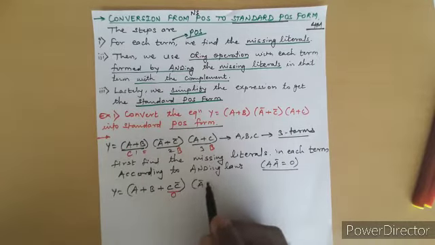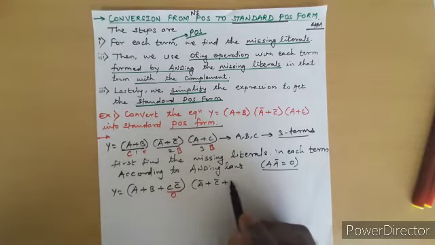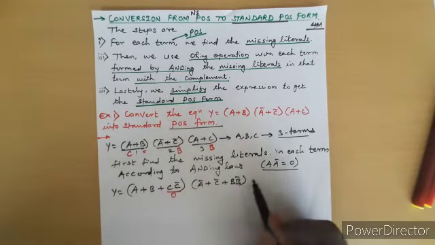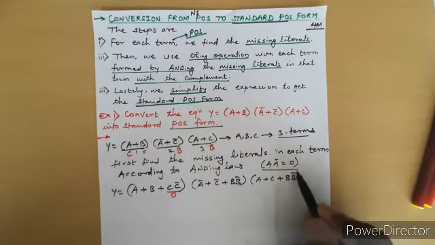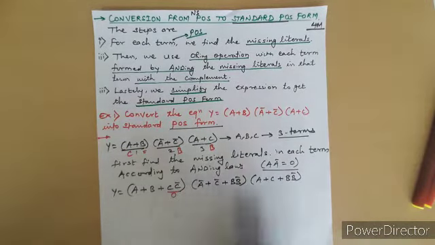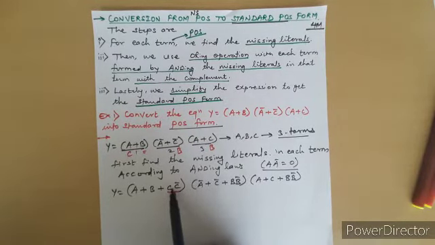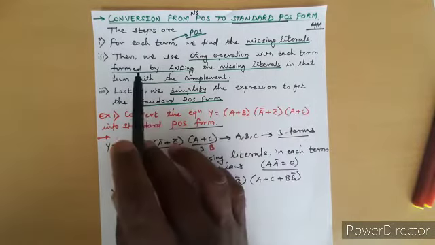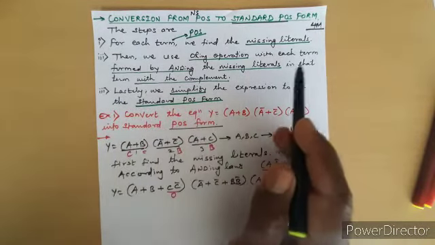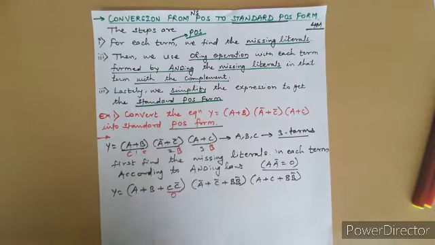Then we can have (A bar plus C bar plus B into B bar), then (A plus C plus again B into B bar). We are just taking the missing literal, ANDing the missing literal and its complement, and then ORing with the given term. We use the ORing operation with each term formed by ANDing the missing literals in that term with the complement. So that is what is said here.